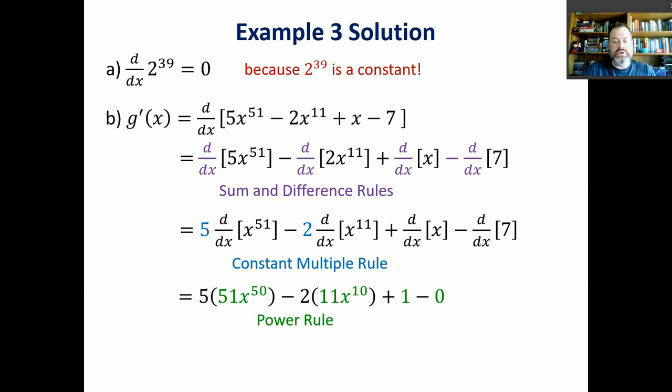Then you use the power rule. So look here. Using the power rule, this 51 comes to the front, and then you have 51 minus 1, which is 50. It always just goes down by 1. Same thing here, we have x to the 11th, so the derivative is 11x to the 10th. The derivative of x, that's x to the first, or you can think of it as a linear function with slope 1, so the slope is 1. And this is a constant function, so it's 0.